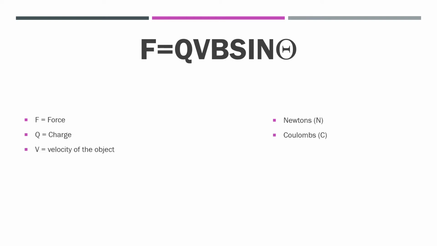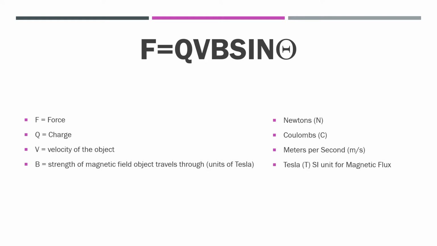Q is a charge, units are in coulombs. V is velocity of the object, that is the charged object that's flying through the air or moving, and that's in meters per second. And then B is the strength of the magnetic field that the object travels through. And that's actually in units of Tesla, which is the SI unit for magnetic flux. That's not commonly known and used as much, but it is mentioned in one of the previous videos that another student made.